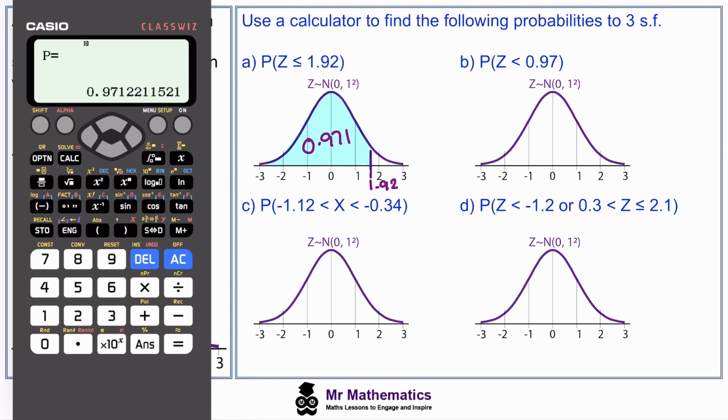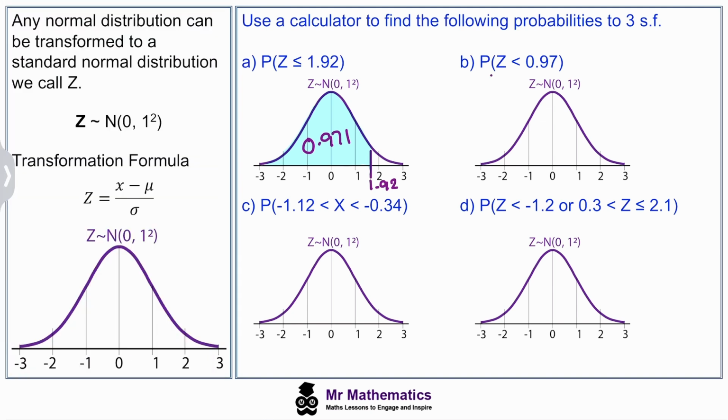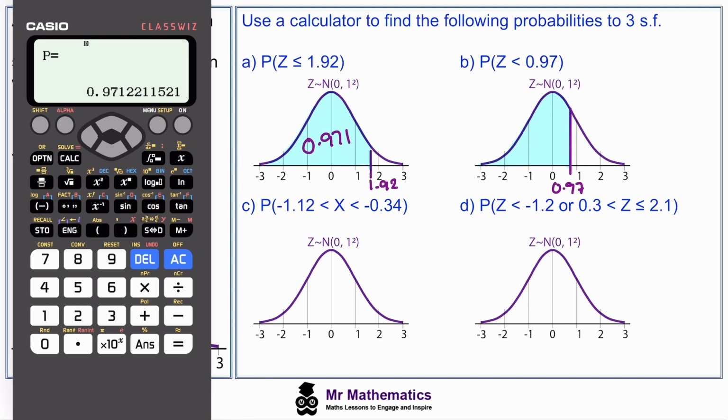Okay? Part B. Now we want the probability of z being less than 0.97, which is around this region. So we'll mark this off as 0.97. The area of this region is the probability we're trying to find. So we'll go back to our calculators. We'll go back to the normal CD. We'll keep the same lower of -3, but now we want the upper as 0.97. We'll keep the same standard deviation and mean. We'll press equals, and we get 0.833. Again, to three significant figures.